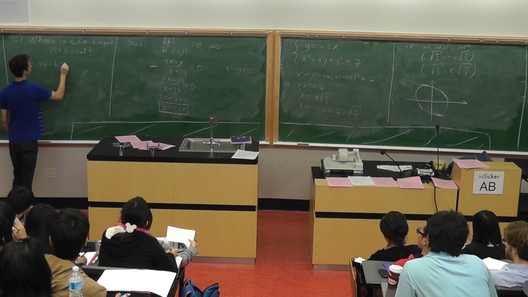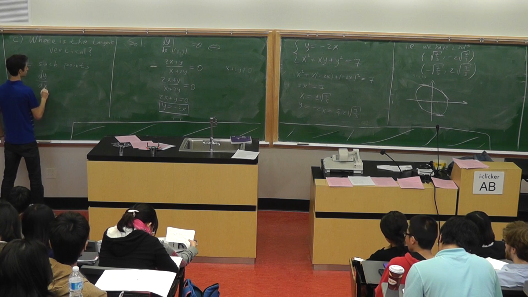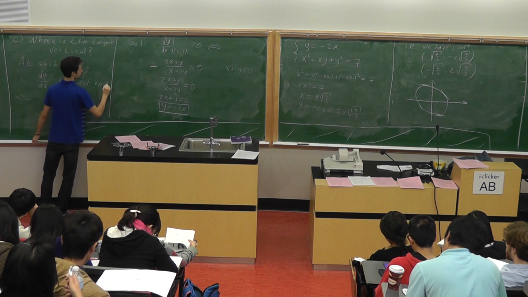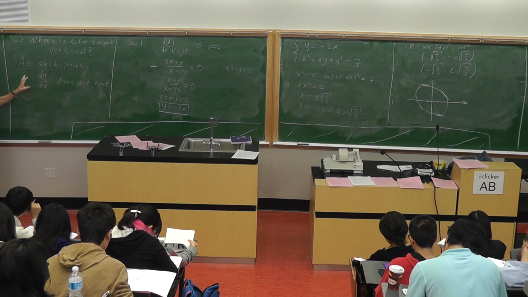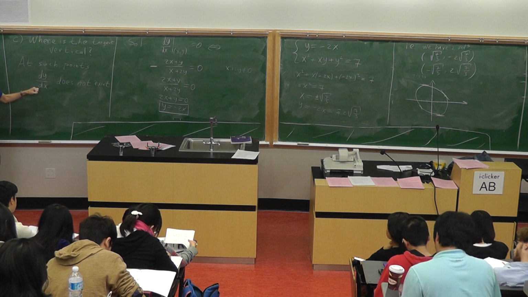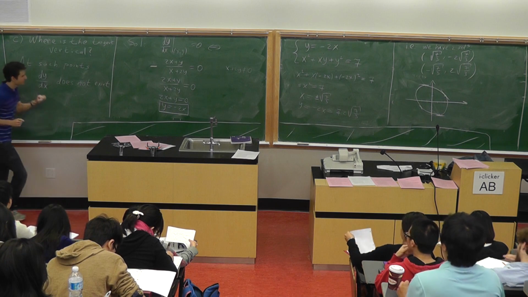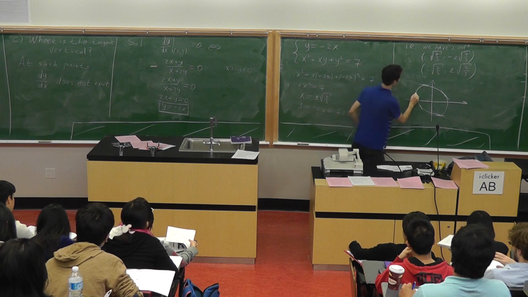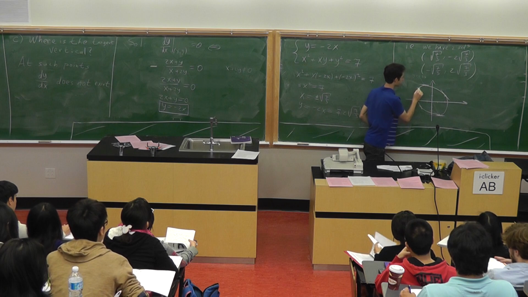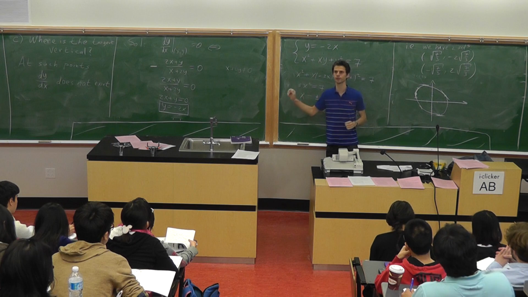So at such points, dy/dx does not exist. That's the crucial point. At a point of vertical tangency, the derivative of y with respect to x does not exist. Even worse, if you just look at a small neighborhood of this point, right here, you'll notice that y actually is not a function of x.